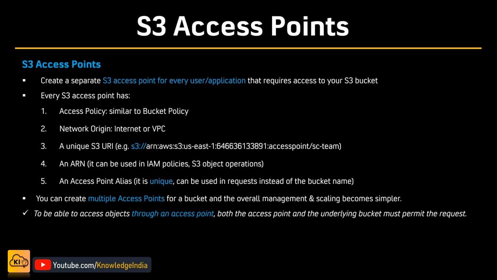Remember, one important thing is that in order to access a particular object via an access point, you need to ensure that both the access point and the underlying bucket permit that request, right? So if you think about how the access point would permit the request, it is via the access policy. How would the S3 bucket permit the request? Via the bucket policy, right? We will dig deeper into this in our demonstration. First, let me show you a diagram to explain how access points actually work.